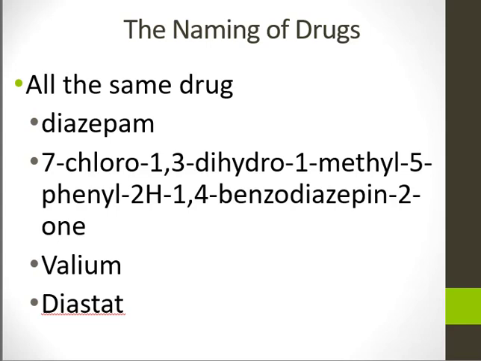Its chemical name is this big long string. It has 7-chloro, 1,3-dihydro, 1-methyl ring, 1-phenyl ring. You won't be responsible for that. And then its trade name is Valium. Another company, after the patent ran out, started to market and create their own drug, and they've called it Diastat. So this is all the same drug.